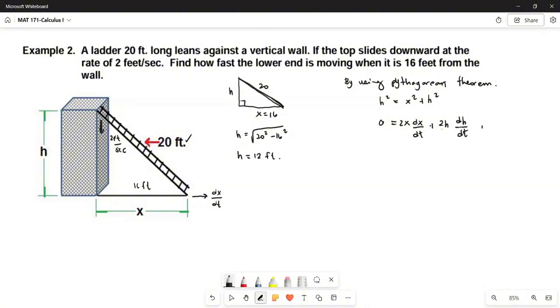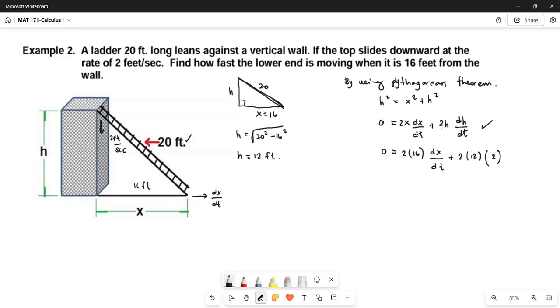Ngayon, balik tayo sa ating working equation which is ito. 0 na ito equal yung 2. Anong x value natin? Yan yung 16. Okay? So yung dx/dt is yan yung rate of change na hinahanap natin. So wala tayong value. Yan yung igagalaw sa x direction with respect to time pag gumalaw yung ladder. Plus, yung 2 times yung height natin na 12 times yung rate na nagbabago sa height with respect to time, which is yung 2 feet per second. So simplify natin itong equation natin. So ilipat natin sa kabila. So, huwag niyong kalimutan pala yung direction ng inyong rate of change.